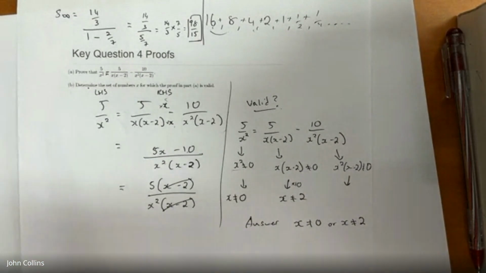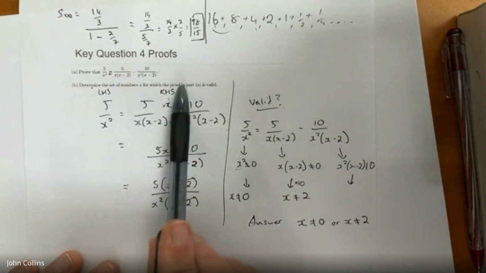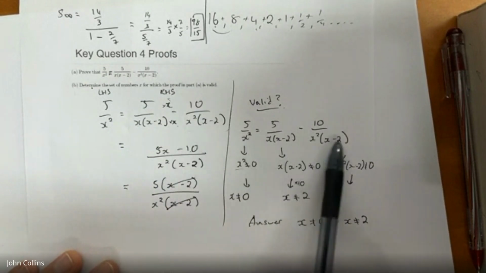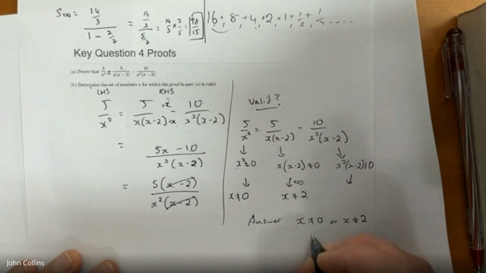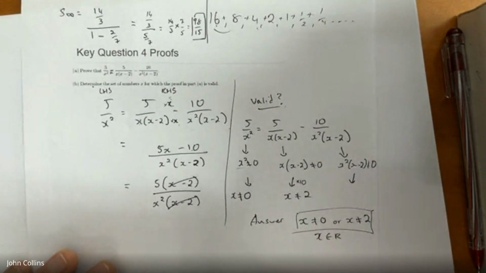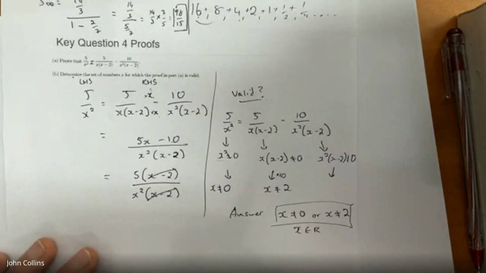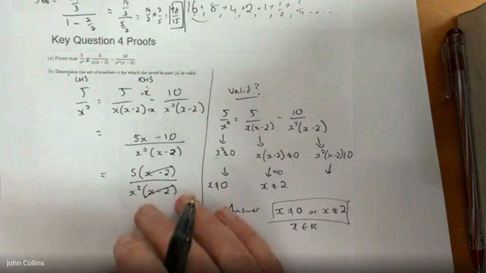So what was the question? Can you read the question out again? It says, determine the set of numbers for x for which the proof in part A is valid. So the answer is x cannot be 0, x cannot be 2. That suggests that everything else is okay. So you could write this as well, but this already states that everything else is okay. Okay, let's look at your homework, and then we'll be done.